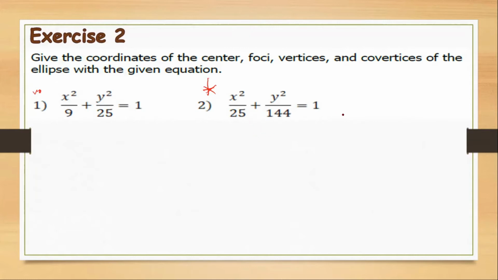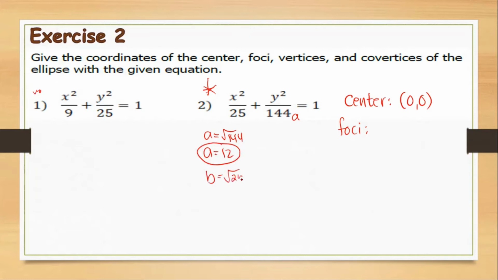Okay, so let's find the center first. The center is at origin, so that is at 0, 0. Next, let's find the foci. Okay, so we have here our A. A is equal to square root of 144, and so our A is equal to 12. Our B is equal to square root of 25, and so our B is equal to 5. Now let's find our C. C is equal to square root of 144 minus 25.